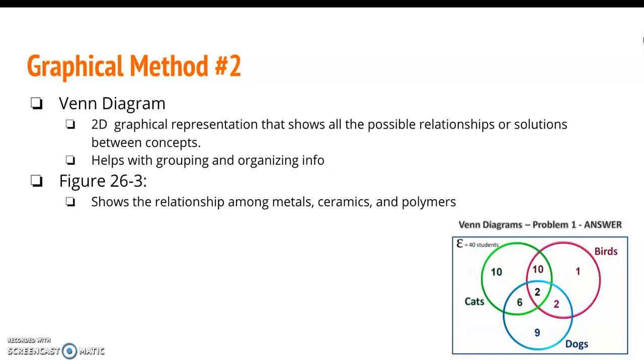The one that we're probably most familiar with is a Venn diagram. It shows the relationship among sets and subsets of information. It helps with grouping and organizing. We use this in all different types of content areas. Specifically in this chapter, in figure 26-3, they show the relationship among different types of metals, ceramics, and polymers, and how they work together. We've used this numerous times probably in ELA. You use it a lot in math to categorize things. So it's one of the more basic representations that we will see.